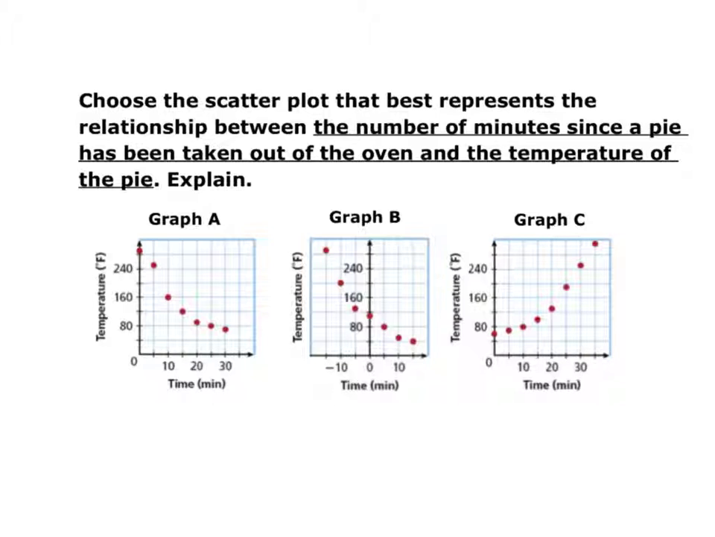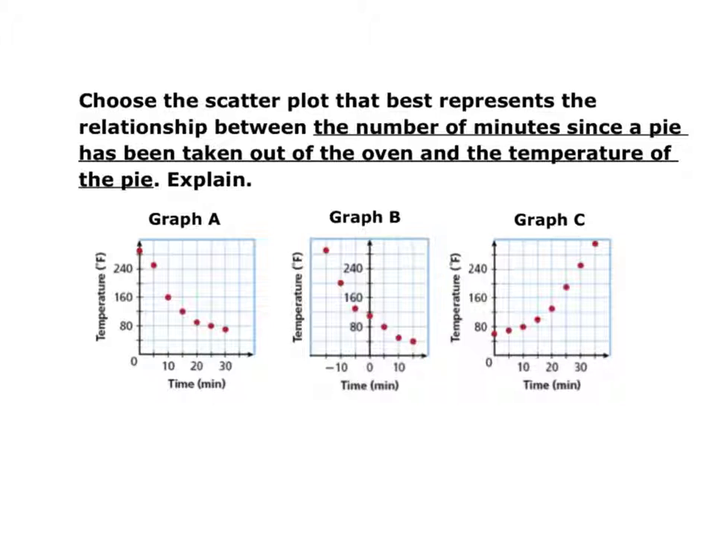Looking at Graph A. This is a great graph because right after the pie comes out of the oven, it is around 280 degrees Fahrenheit. So it is hot, hot, hot. And as it sits out, the temperature of the pie decreases. So it gets colder. It gets to room temperature. I hope it's not 80 degrees, but it says it is. So the temperature of the pie cooled down in Graph A.